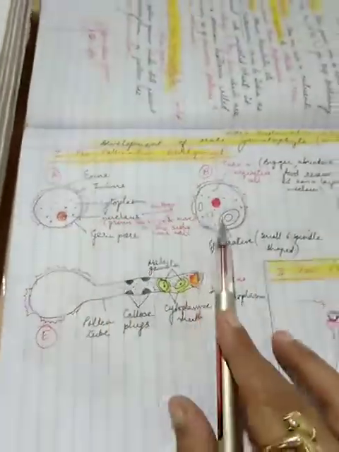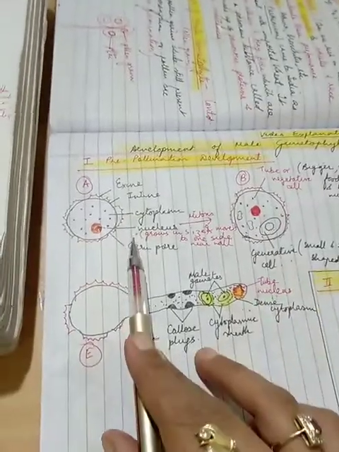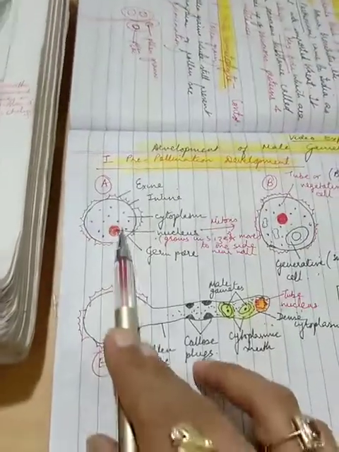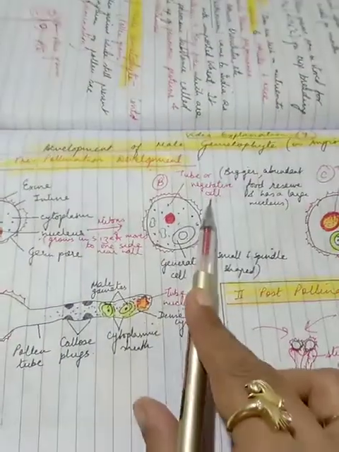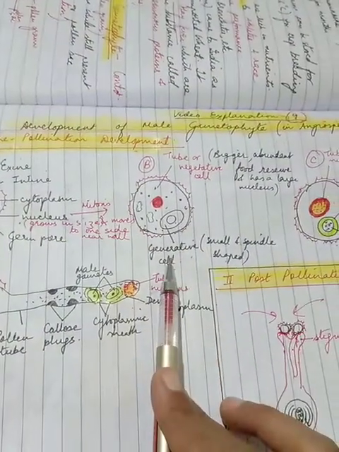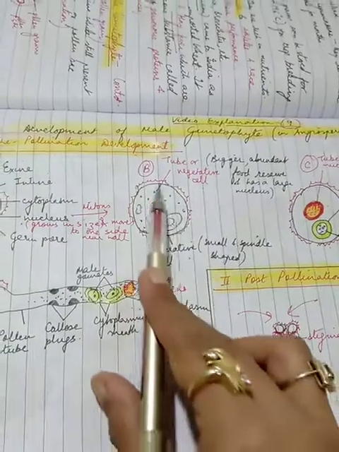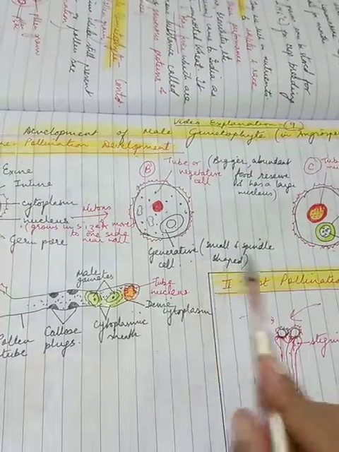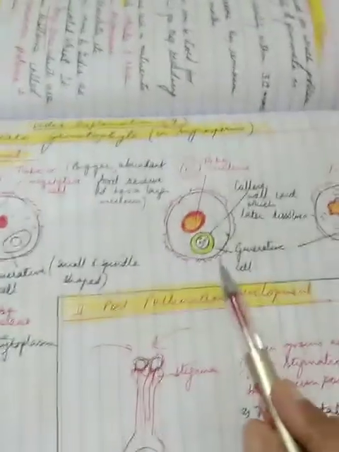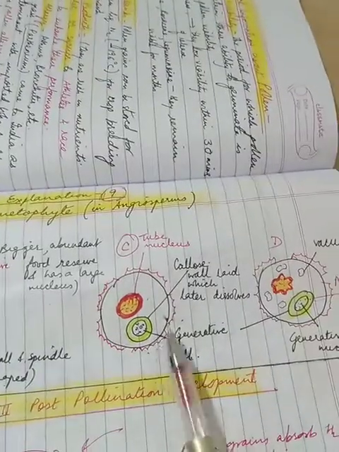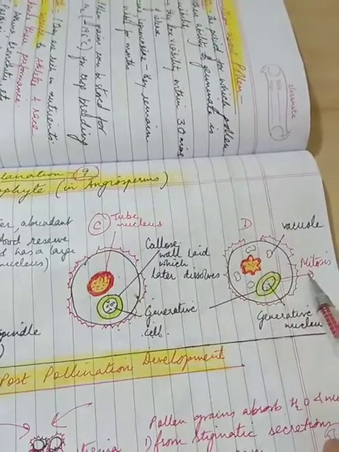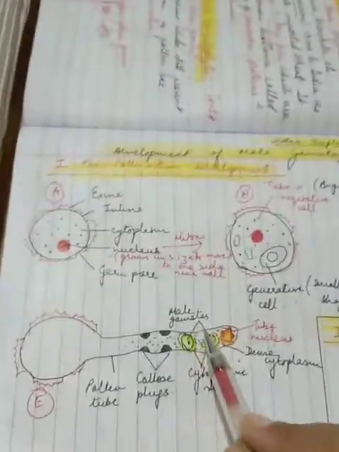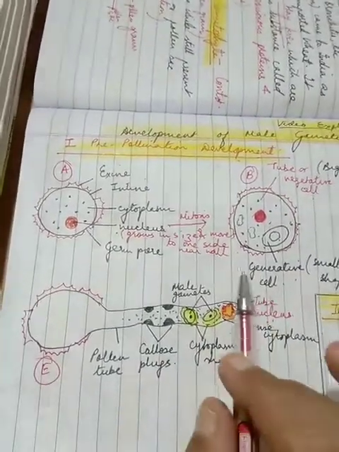Once again, to end pre-pollination development: the nucleus enlarged, moved to one of the sides, and by mitosis divided into 2 cells, the tube or vegetative cell and the generative cell. The tube cell was bigger with abundant food, whereas the generative cell is smaller and spindle shaped. A layer of callose was laid down, which later dissolves, setting the generative cell free. With further mitosis, the generative cell divided into two male gametes. I hope this is clear.